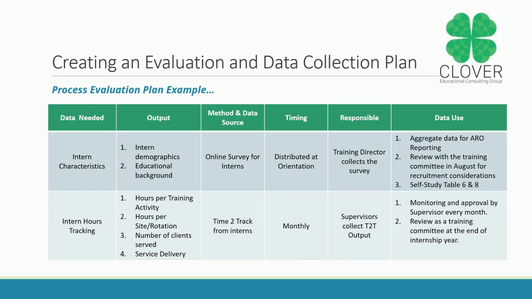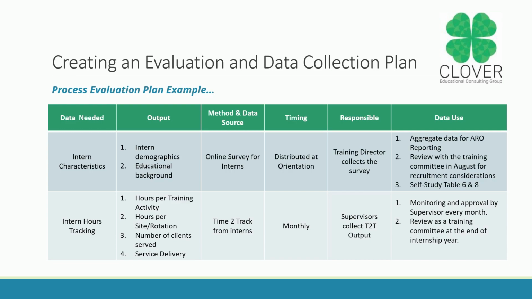So here's an example of a process evaluation plan. This is a plan that's really focused on describing what's going on in your program. The first example is intern characteristics. I know I have to collect that for ARO reporting and for accreditation, so I'll make sure to add that to my plan. For the output, I want intern demographics and an educational background item. Here, there's not a lot of detail on what that means. I would highly recommend you expand on this category. What type of demographics do you need? Do you want to collect gender, ethnicity, race, language spoken at home, military status, and so forth? So make sure to be really specific. I just didn't have the space to do that here.